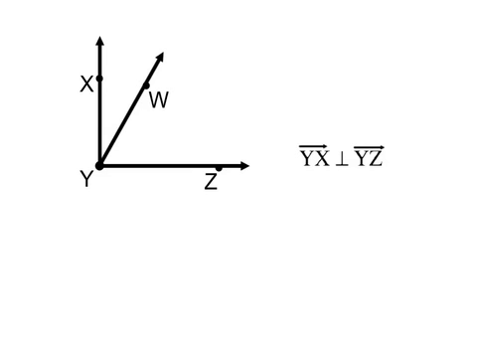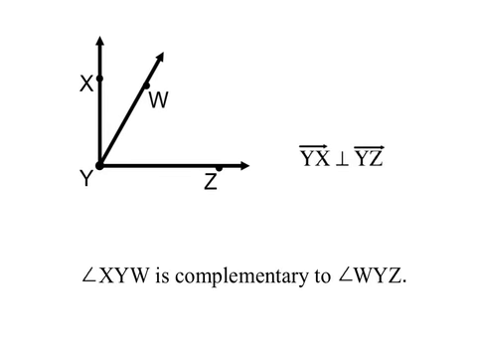Another situation that involves complementary angles that you will probably see often is adjacent complementary angles that together form a right angle. And in this diagram, we're given that ray YX is perpendicular to ray YZ. And then we can see in the diagram another ray YW that's between the two perpendicular rays. Because the two rays are perpendicular, we may conclude that angle XYW is complementary to angle WYZ.